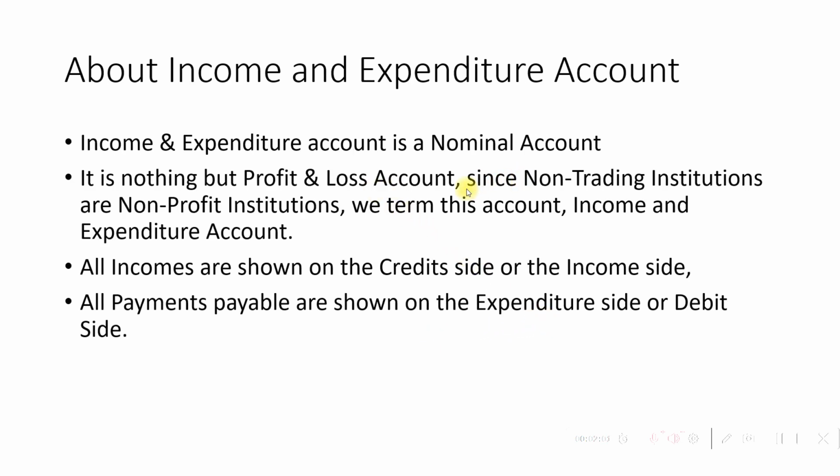Income and expenditure account is a nominal account, which means we debit all expenses and credit all incomes. It is nothing but profit and loss account. Since non-trading institutions are non-profit institutions, we term this account as income and expenditure account. All incomes are shown on the credit side or the income side. All payments payable are shown on the expenditure side or the debit side.